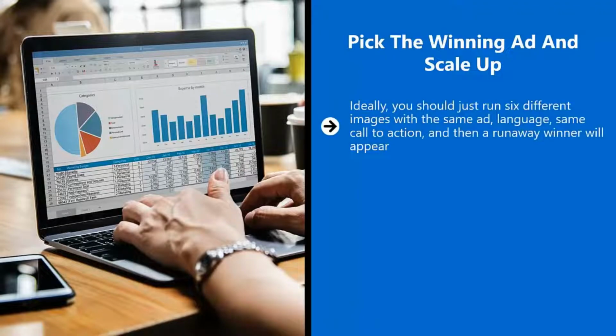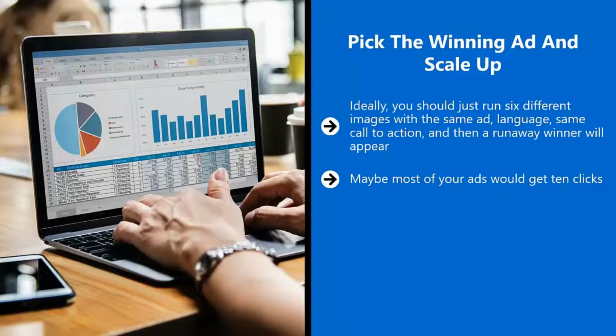Ideally, you should just run 6 different images with the same ad language, same call to action, and then a runaway winner will appear. I'm talking about an ad that just blows all other ads away. Maybe most of your ads would get 10 clicks. This ad got several hundred. That's how you know you have a winner on your hands.